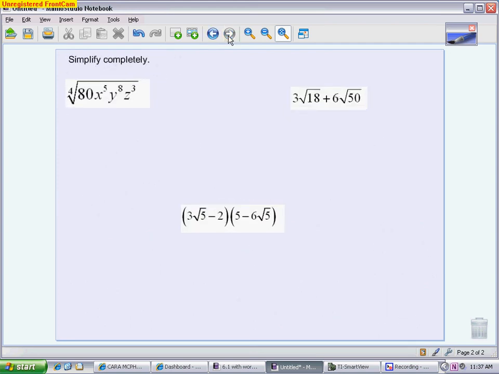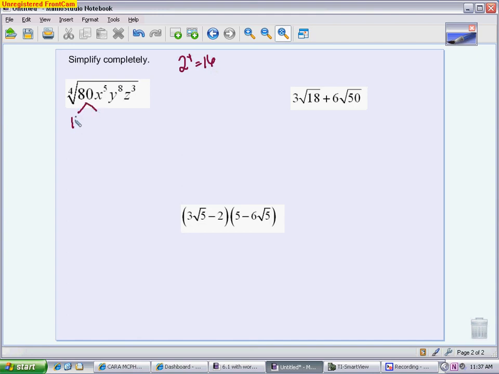The second thing that I want to go through is just some basic simplifying when it comes to radicals. So we're going to start with the first one, which has a big thing under the fourth root. Remember, what you're looking for is perfect fourths, things that are to the fourth power. So if you think about perfect fourths, the first one that you should know is that 2 to the fourth is 16. So I'm going to make a factor tree.